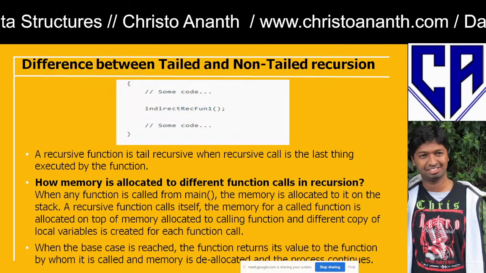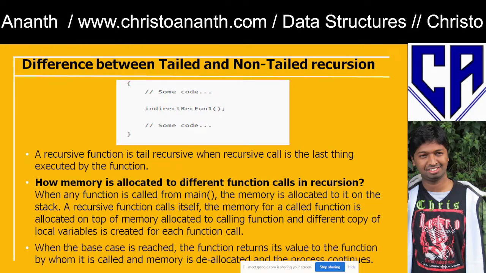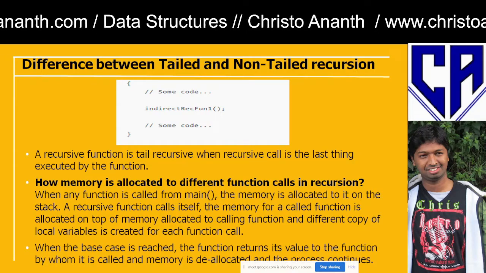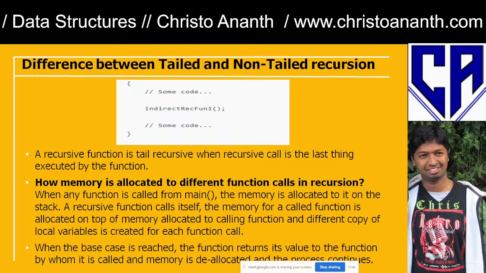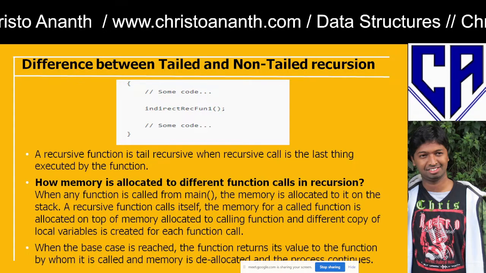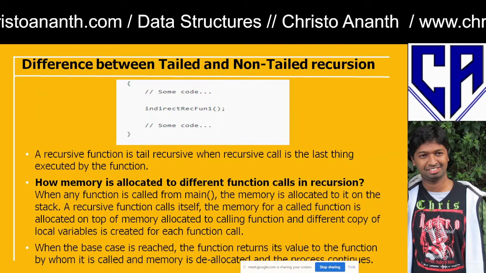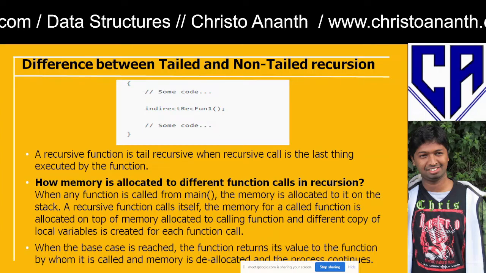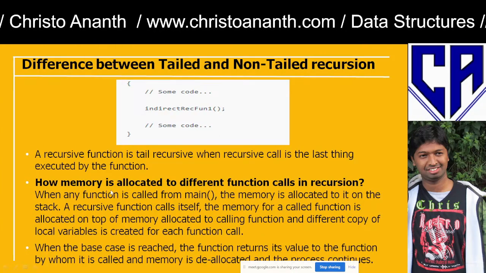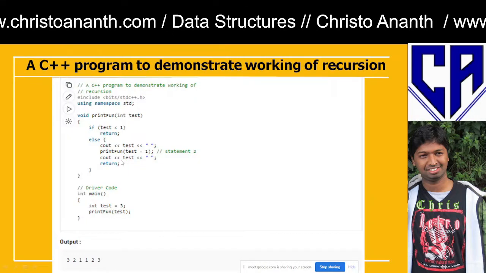So whenever the recursive function calls itself, the memory for the called function is allocated on top of the memory allocated to the calling function, and a different copy of the local variables is created for each function call. After utilizing all of its functions, the memory is deallocated, and the process goes on and on. So this is how memory is allocated to different function calls in recursion. The allocation and deallocation process continues.